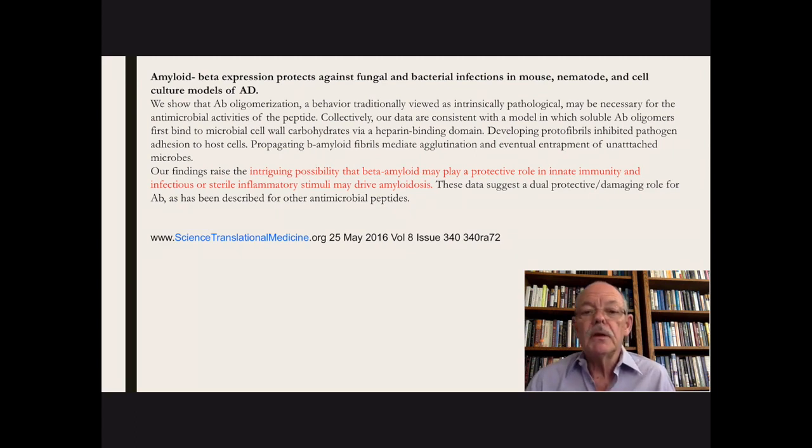They show that the amyloid oligomerization, a behavior traditionally viewed as intrinsically pathological, may be necessary for the antimicrobial activities of the peptide. So the intriguing possibility then exists that beta amyloid may play a protective role in innate immunity, and infectious or sterile inflammatory stimuli may drive amyloidosis.